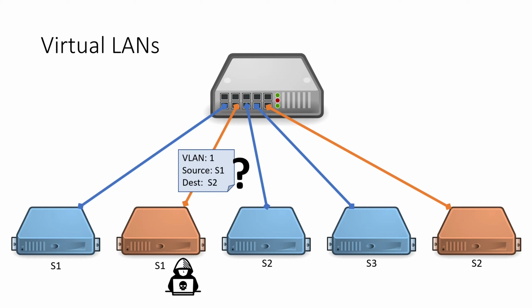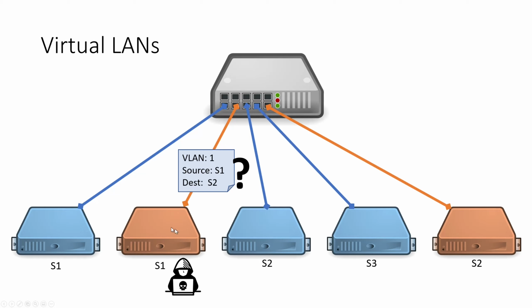Okay, but what happens if a malicious program tries to send a packet and spoof, falsify the VLAN tag? Say, for example, an application on server S1 tries to send a packet from server S1 to destination S2 on the blue VLAN. So it wants to send a packet to this server over here. It shouldn't be allowed to do this because this server is on the red VLAN and this server is on the blue VLAN, so they should be completely isolated.